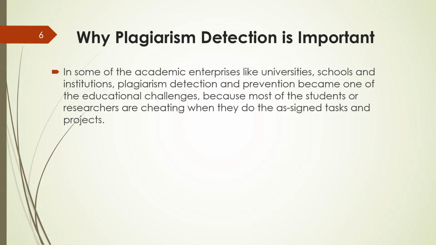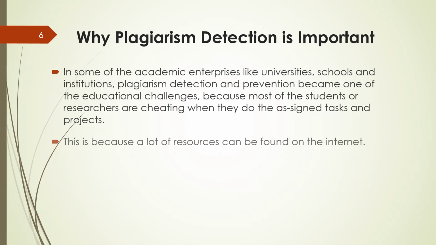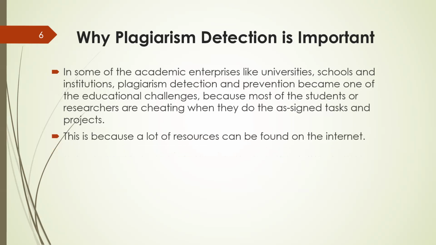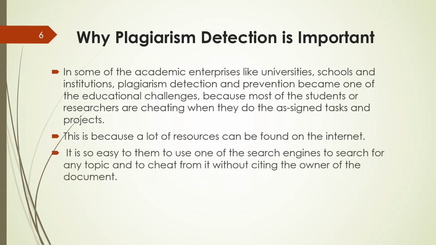It is the initial stage of plagiarism. That kind of plagiarism also happens in research, and it is considered one of the unethical research practices. So why is it happening? Because a lot of resources can be found on the internet. It is easy to use one of the search engines to search for any topic and cheat from it without citing the owner's document.